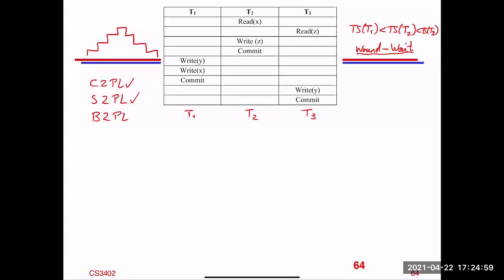Well, we're using basic two-phase locking, so we're going to acquire a read lock on X, and then we can read X. And then here we're acquiring a read lock on Z, and we're reading Z. Okay, and then the next step, we want to acquire a write lock on Z here.